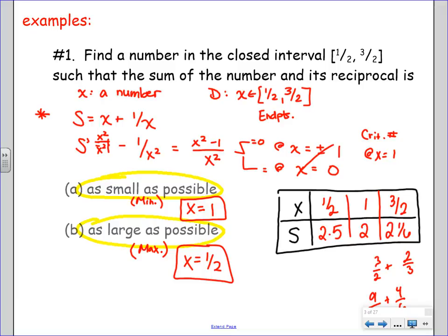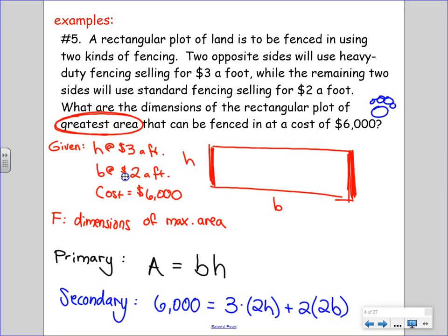The number. Why? What did they say? Find the number. They didn't care about the sum. They just wanted you to figure out where, or for what numbers, the sum was lowest or highest. Okay. This is the one that we ended on yesterday.